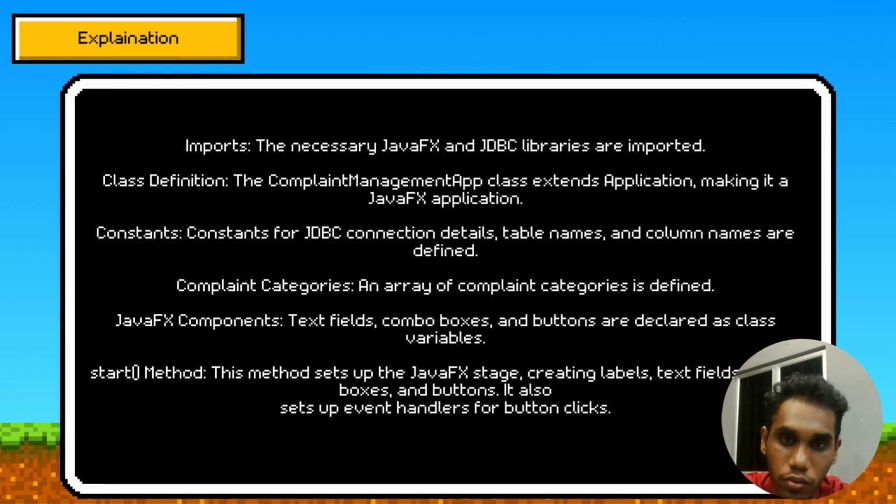For imports, the necessary JavaFX and JDBC libraries are imported. Class definition: the Complaint Management App class extends Application, making it a JavaFX application. Constants for JDBC connection details, table names, and column names are defined. And for complaint categories, an array of complaint categories is defined. For the JavaFX components, text fields, combo boxes, and buttons are declared as class variables. Then the start method sets up the JavaFX stage, creating labels, text fields, combo boxes, and buttons. It also sets up event handlers for button clicks.